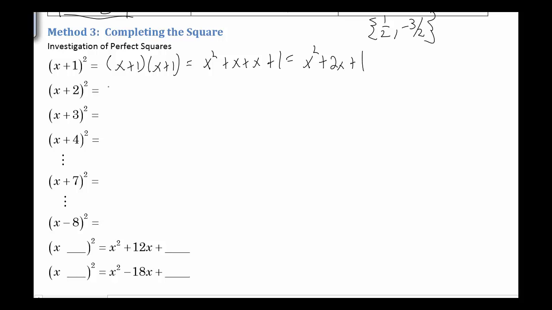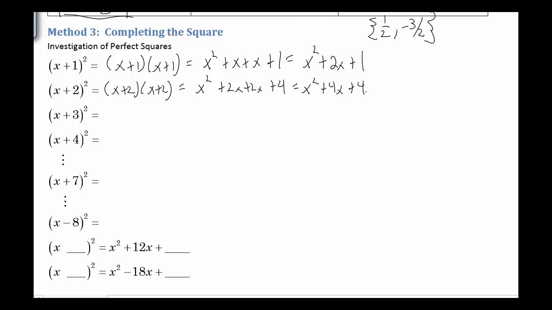So let's try this x plus 2 part. Okay, so if I multiply that out, I get x squared plus 2x plus 2x plus 4. And so we get x squared plus 4x plus 4.